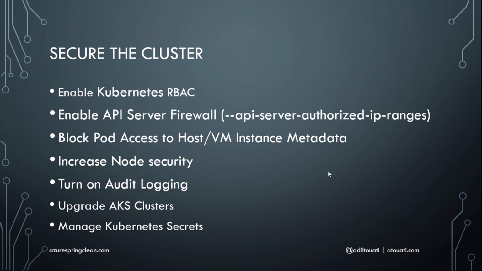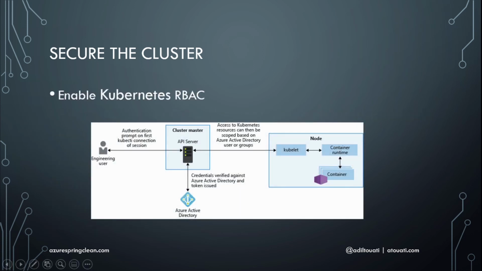First, enable Kubernetes RBAC. Kubernetes role-based access control allows controlling authorization for a cluster's API server or control plane. This applies to users and to workloads in the cluster.